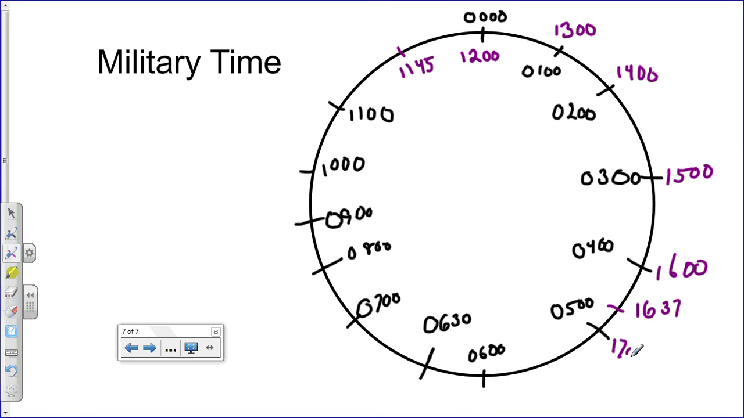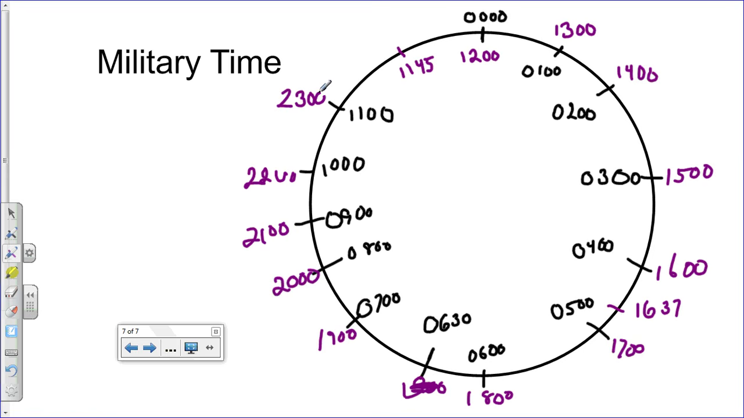We've got 1700. We've got 1800. We've got 1900. Oops, I skipped one. I've got to pay attention here. We've got 2000. We have 2100 hours. We have 2200 hours. We have 2300 hours. If we wanted 11:45 p.m., we'd have 2345 hours, and then you can end back up with the 2400 or the 4 zeros to be able to work with that. So that's our military time.